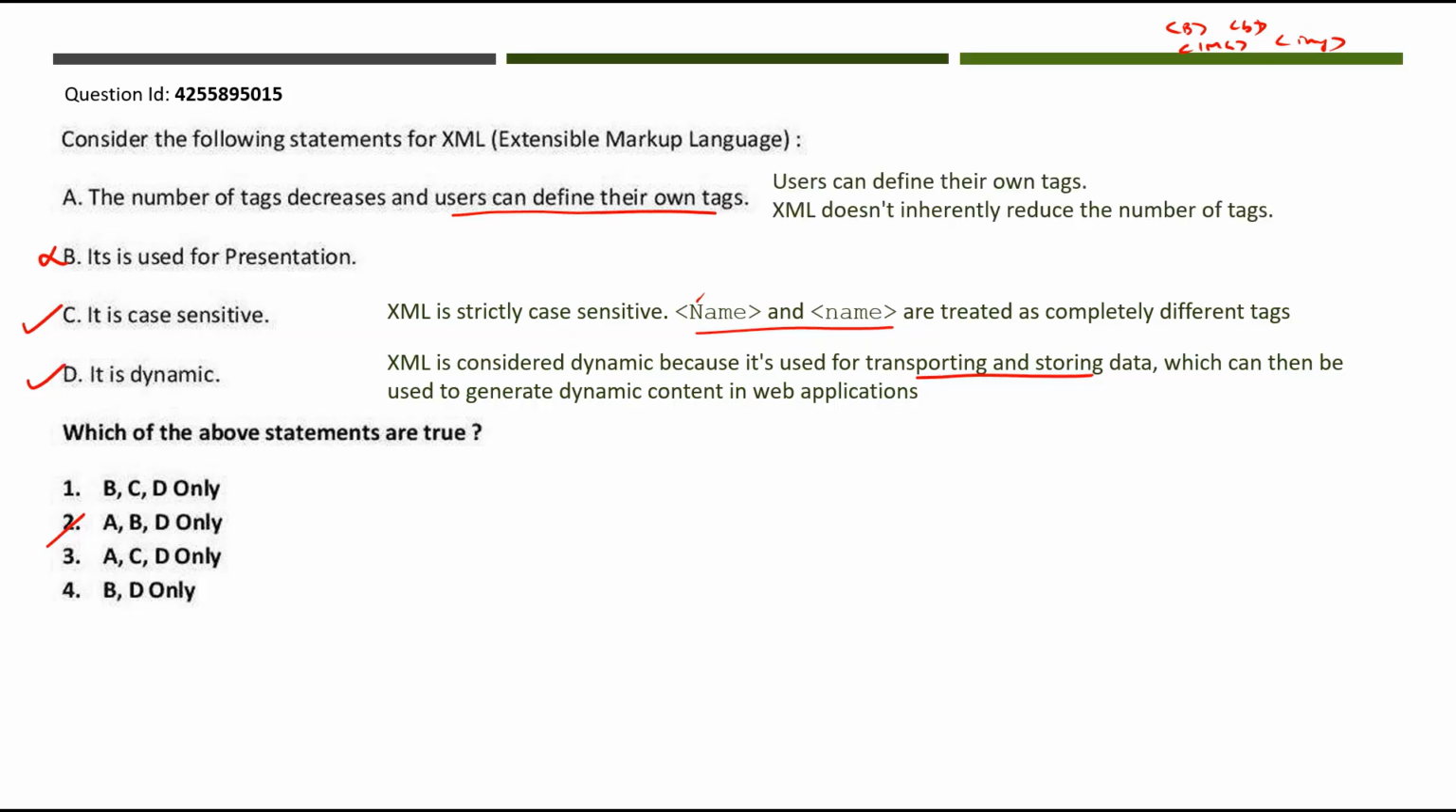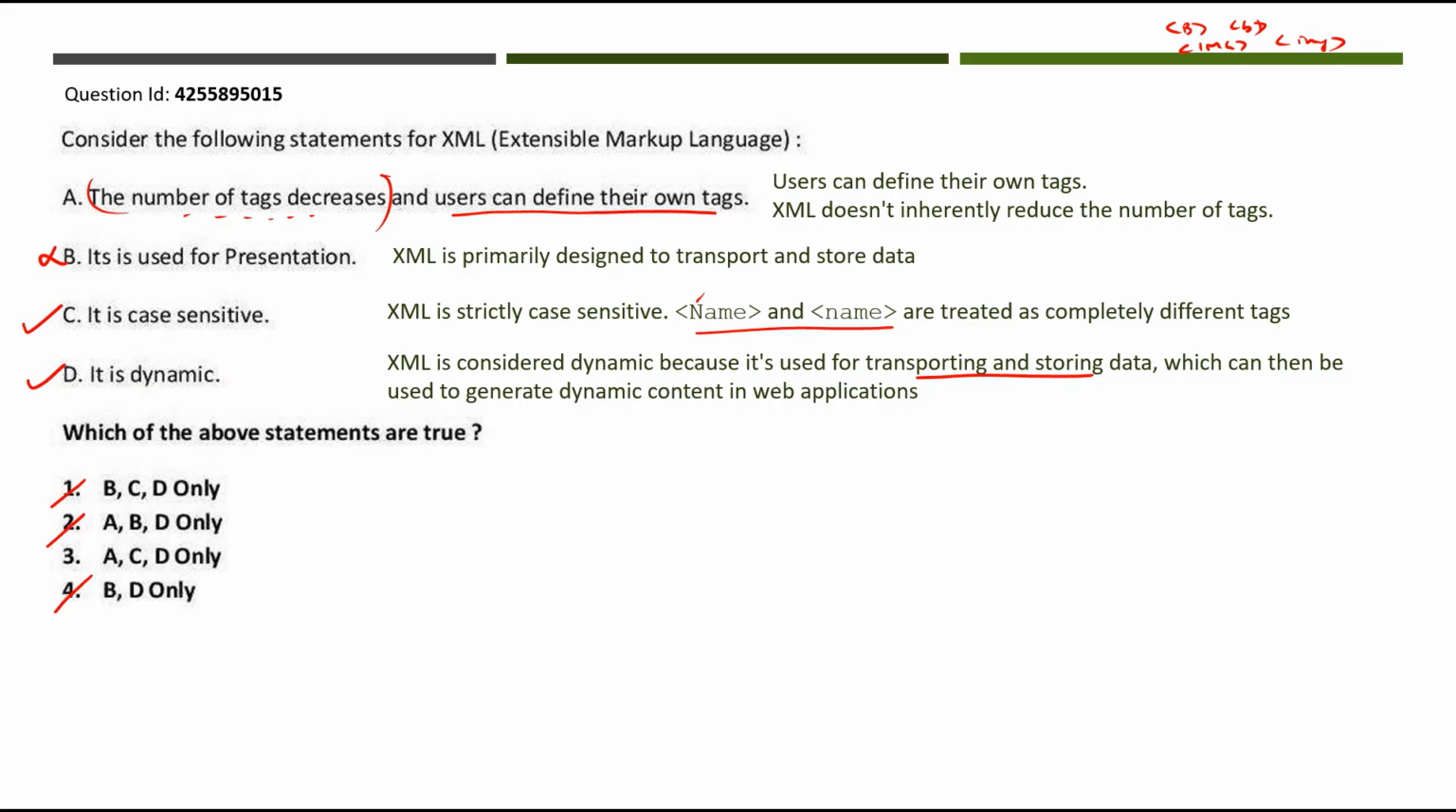Coming to A, users can define their own tags. This is fine. But actually, there is no rule that XML will reduce the number of tags. Based on a particular application, the tags might get increased or decreased. So this statement is not completely true. But since we are ruling out options that involve B, we have only option 3 left, with ACD.